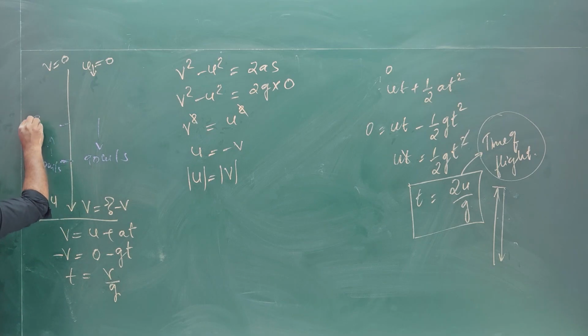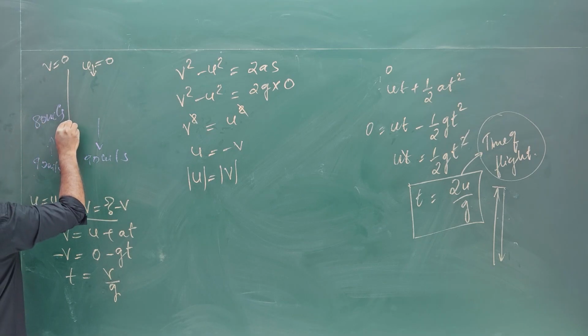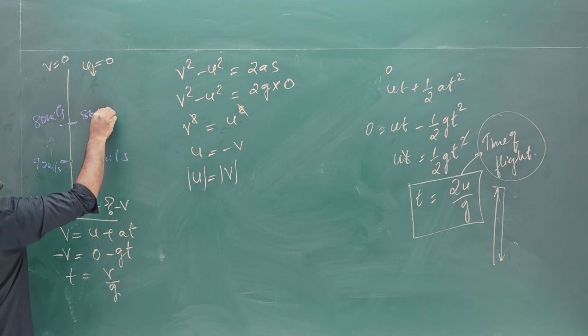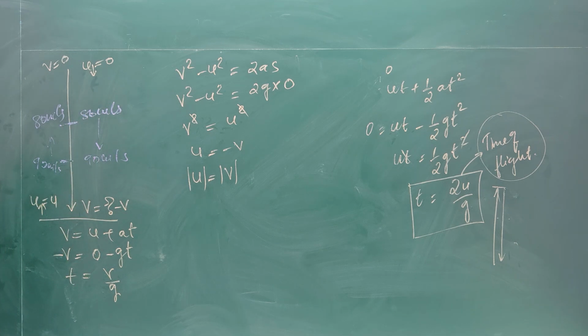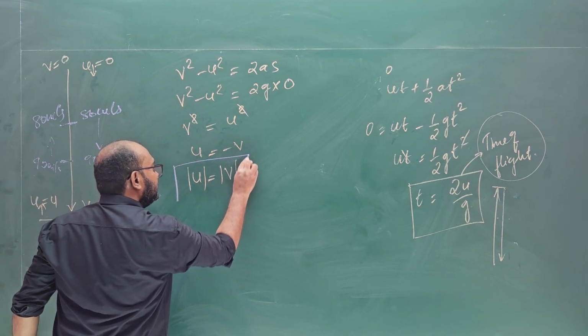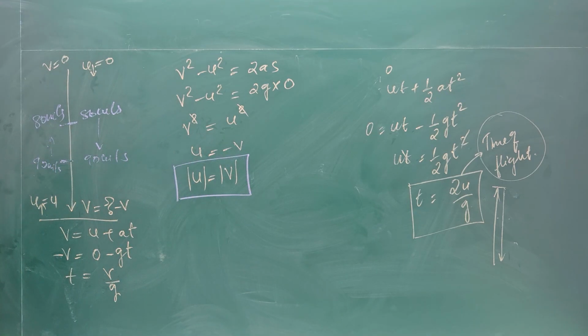After 2 seconds, the velocity becomes 80 meter per second in this downward direction. Can I say that at this point, velocity is also 80 meter per second? Yes or no? So this tells you that with whatever velocity you throw the object, it will hit with the same velocity.